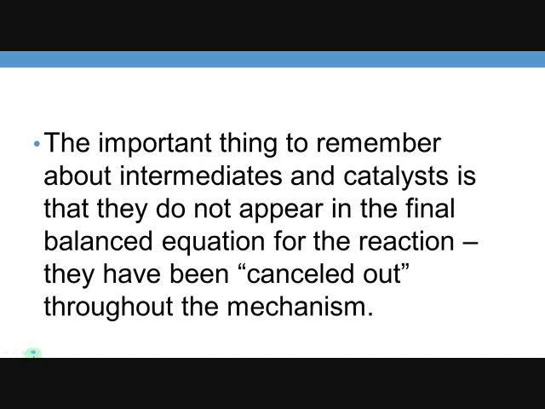So we are going to see the intermediate versus the catalyst in our example 10. Where we will see where they come up.